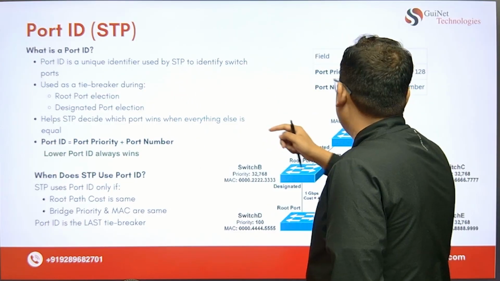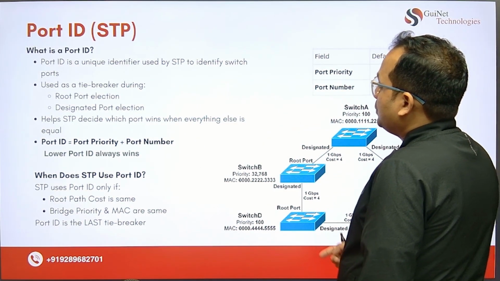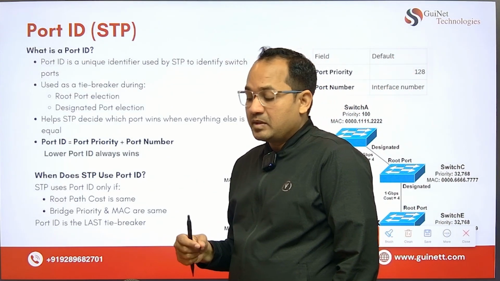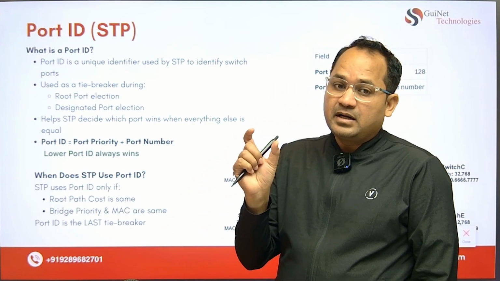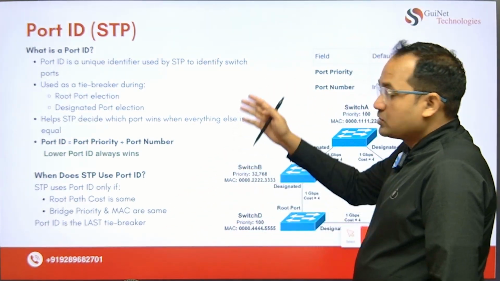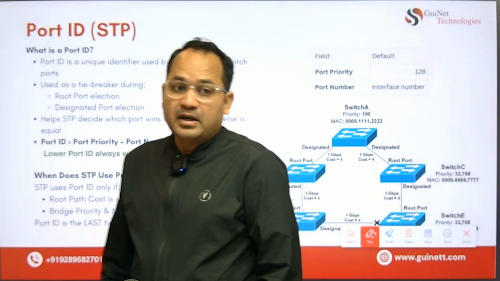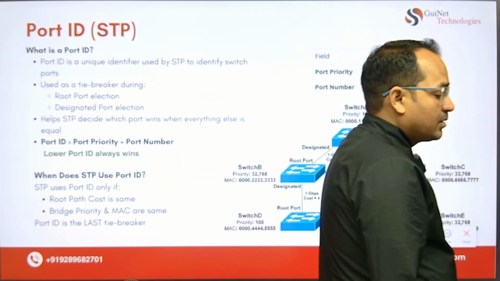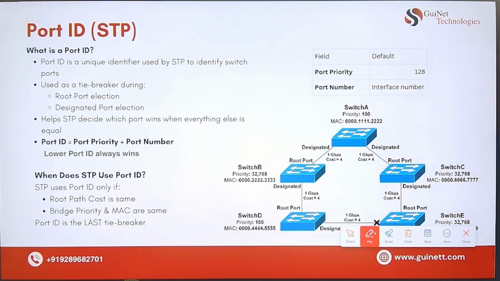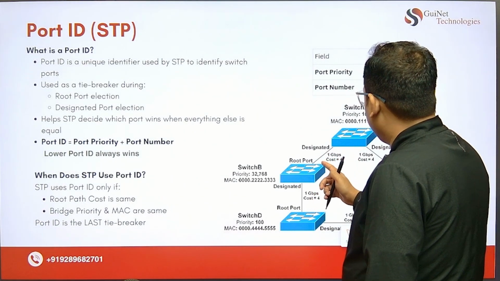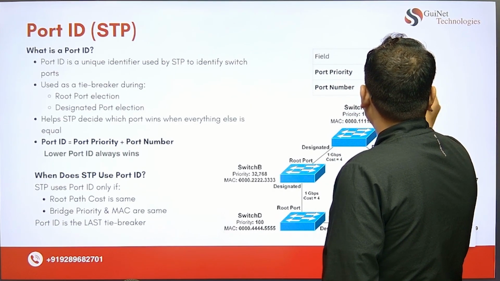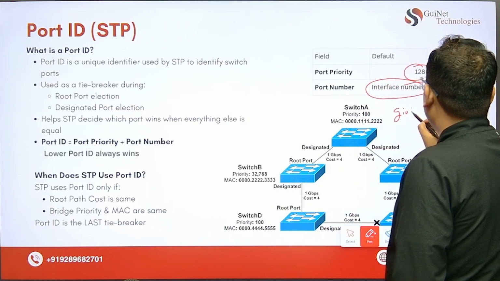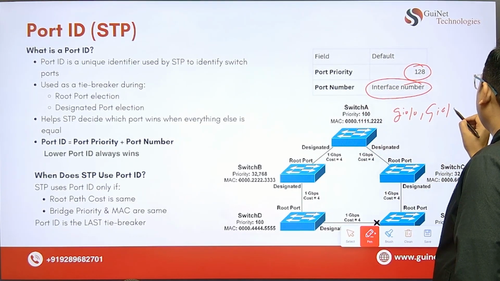Port ID is the unique identifier for STP that is used when you configure STP. You have to give the port number along with the port priority. Based on that port priority, you configure all kinds of STP processes. In this topology, we have different port IDs, and this switch has different ports. The port priority ranges from 1 to 2 to 2, and the interface number is like gig 0/0 or gig 0/1, this port number.